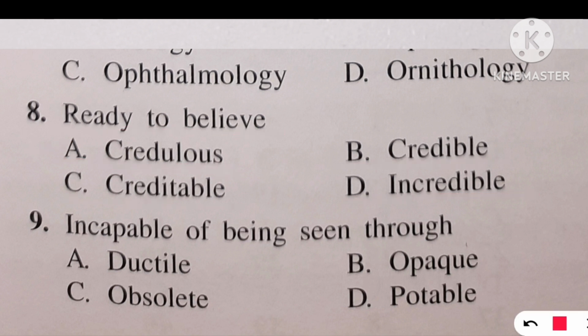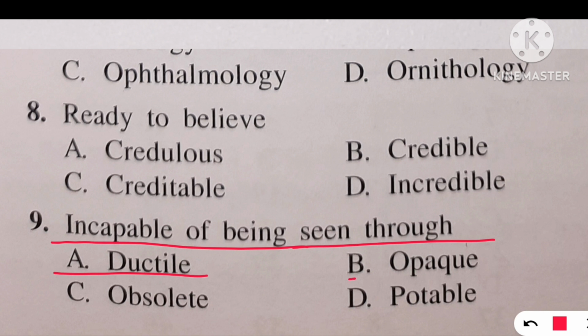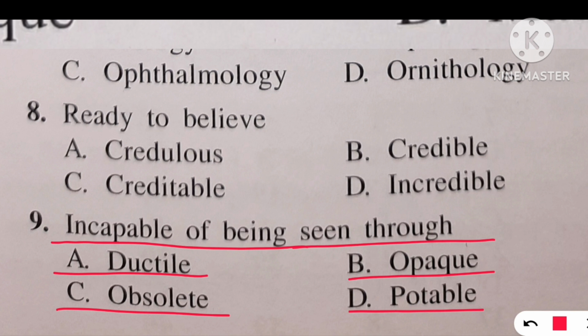Number 9. Incapable of being seen through. Your options are option A, ductile, option B, opaque, option C, obsolete, and option D, portable. Right answer is option B, opaque. If we are not able to see something through it, then it is called opaque.